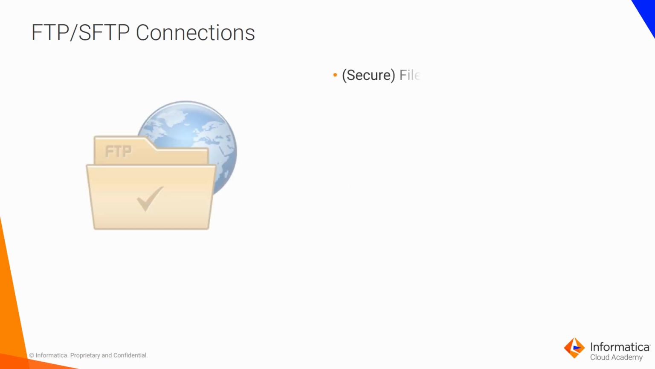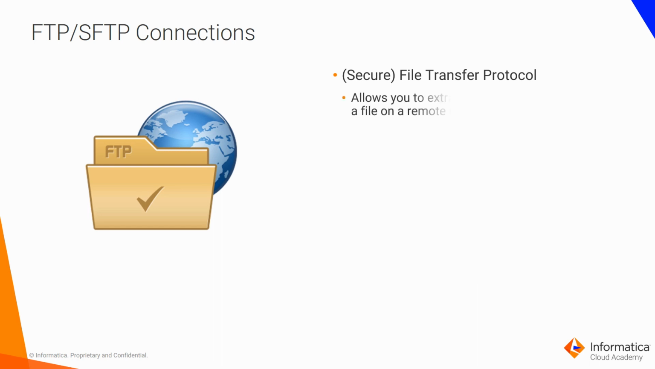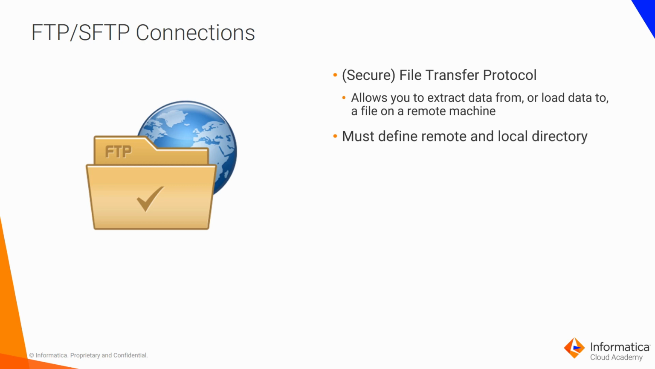We also support FTP and secure FTP connections. FTP connections allow you to extract data from or move data to a flat file on a remote machine. Secure FTP connections use secure protocols, such as SSH, to access source and target files. When you work with FTP or secure FTP connections, you need to define a local and a remote directory, and the file structures must match.